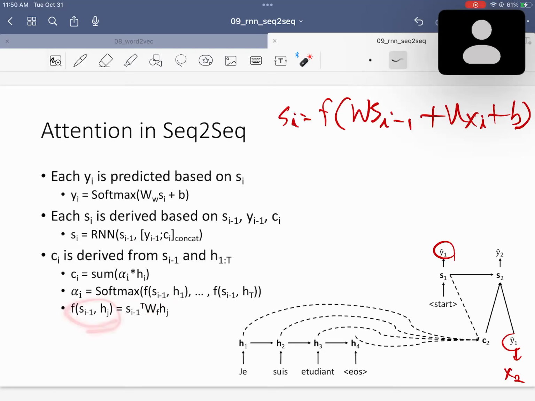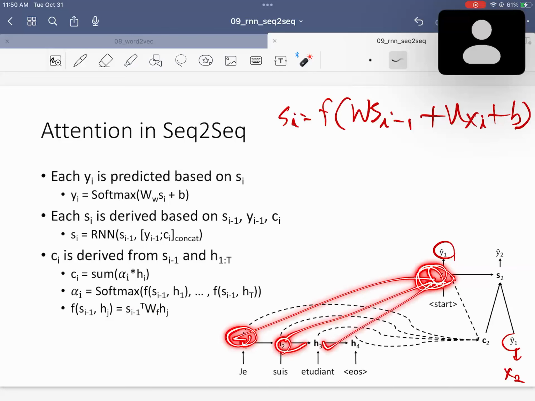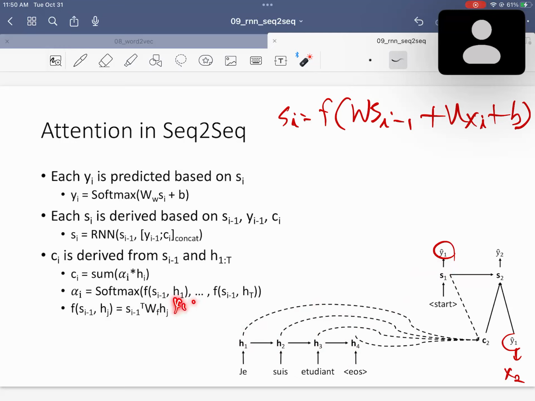So what f does is it estimates the compatibility between this guy and this guy, this guy and this guy, and so on, and then you will have y1, y2, all the way to y4. You put those into softmax, and you get alpha 1, alpha 2, alpha 3, alpha 4. That goes into the weighted sum for ci, and then that ci goes into the RNN's input as a concatenation, and then you get yi.